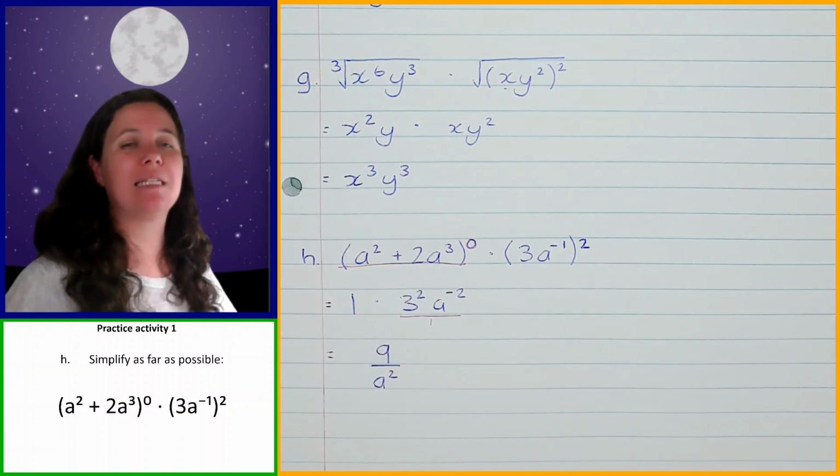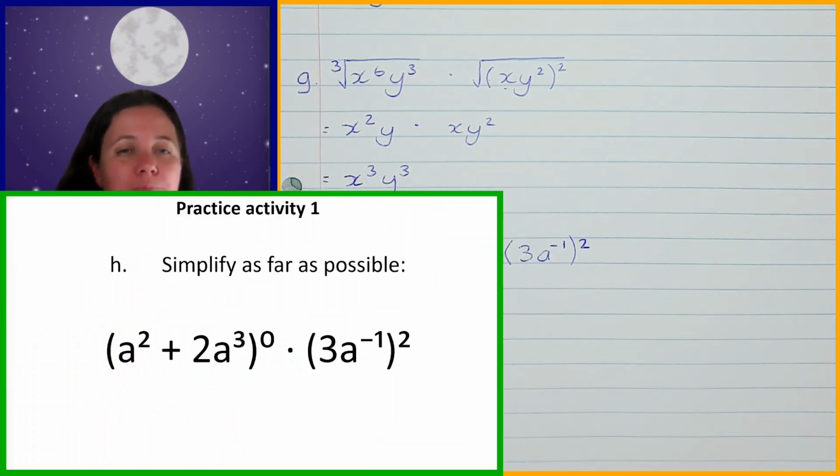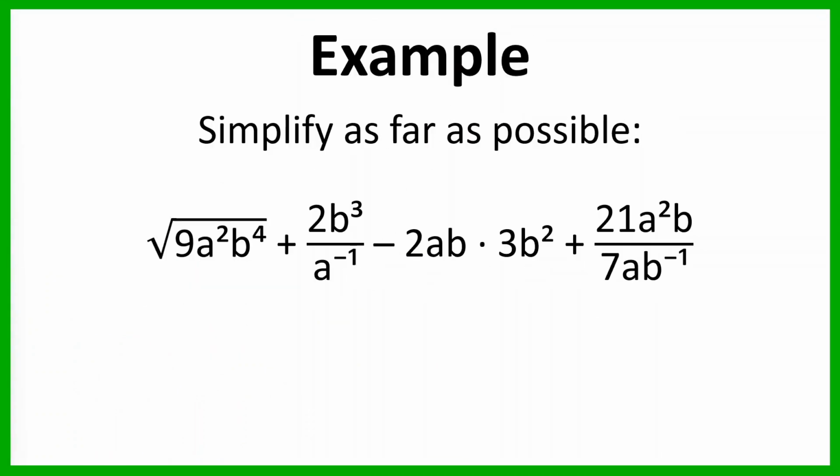Okay, right. Now we're going to go on to our next example. In this example, we've got the square root of 9a squared b to the power of 4 plus 2b cubed over a to the power of negative 1 minus 2ab times 3b squared plus 21a squared b over 7ab to the power of negative 1. Okay, so let's go and have a look at how we do this question.